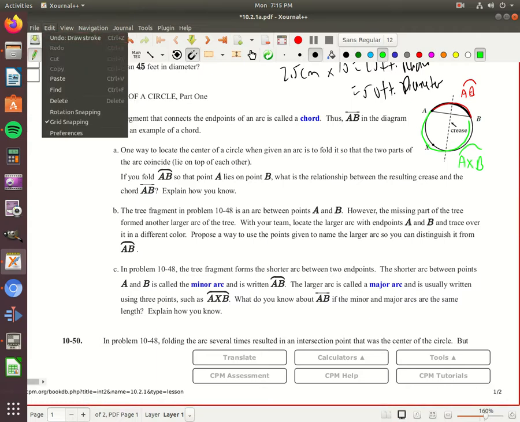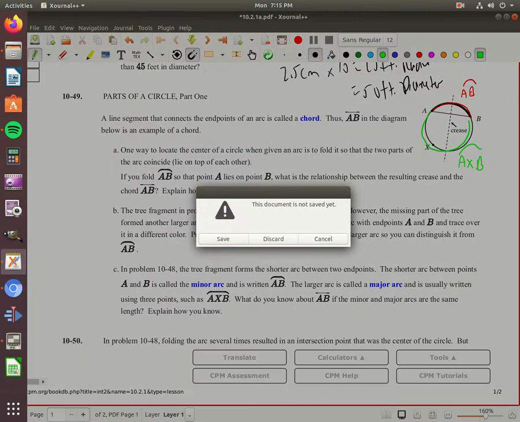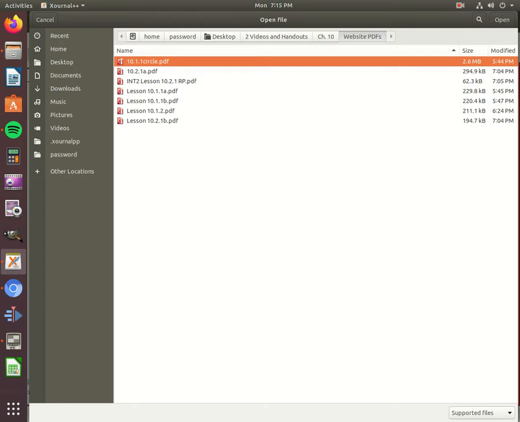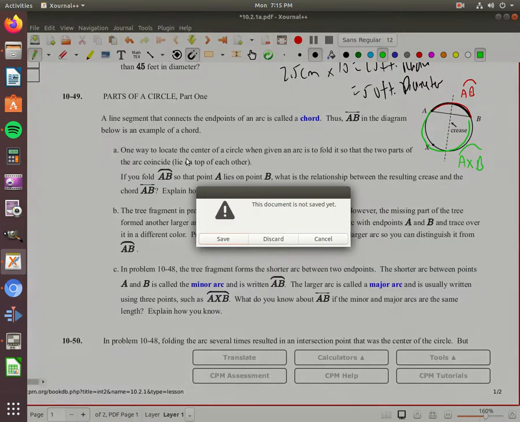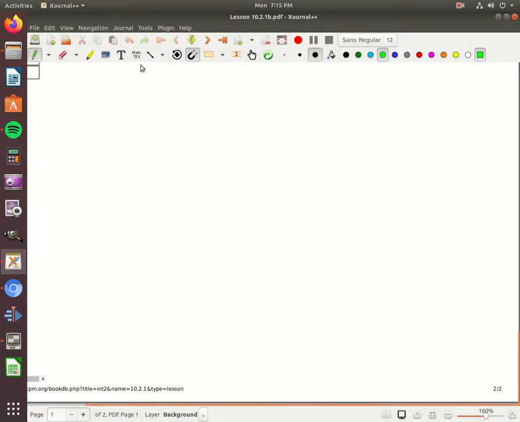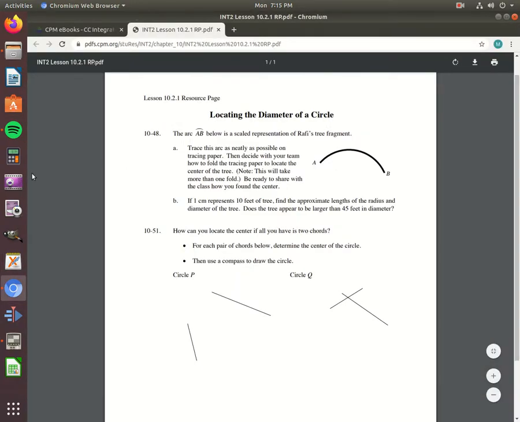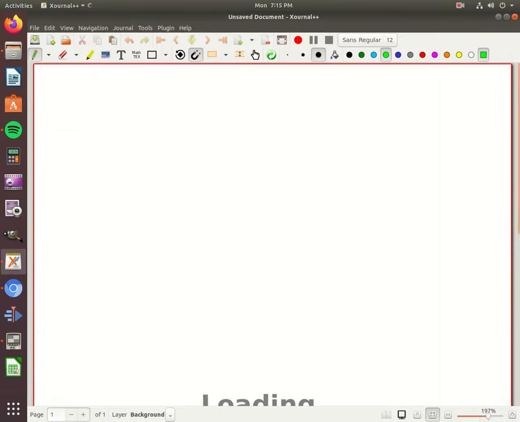So at that point, we're going to skip problem 1050 and we will go to 1051. And that didn't work, so I'll close out of this and then reopen this.